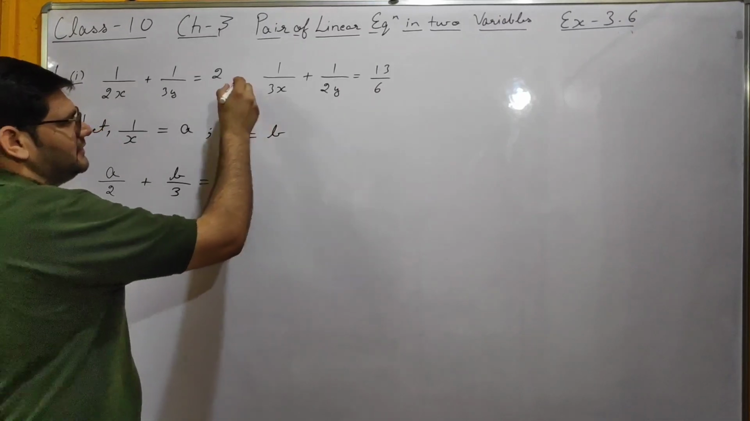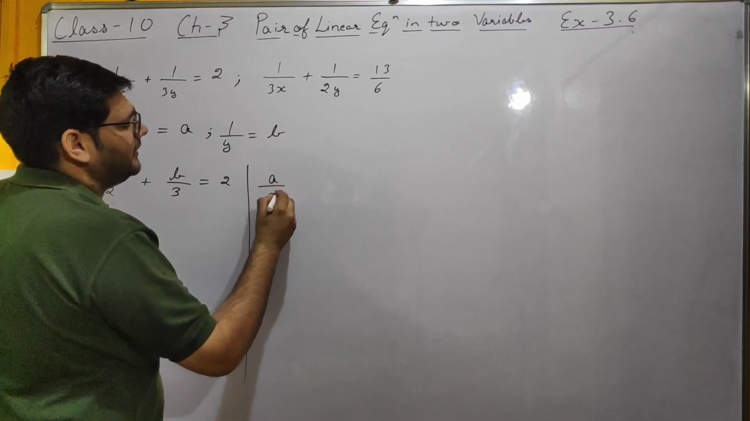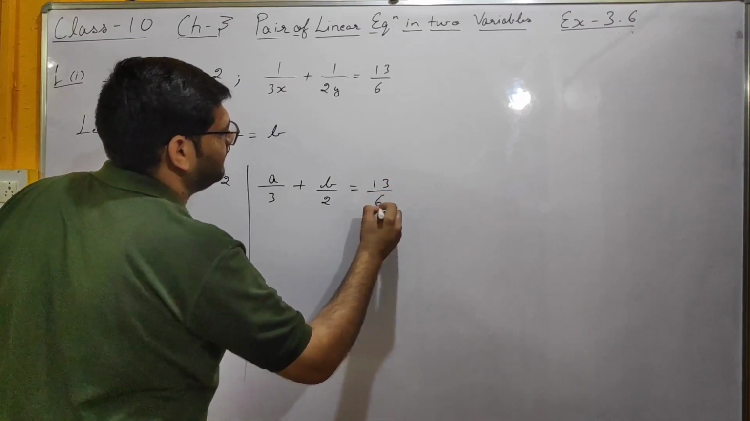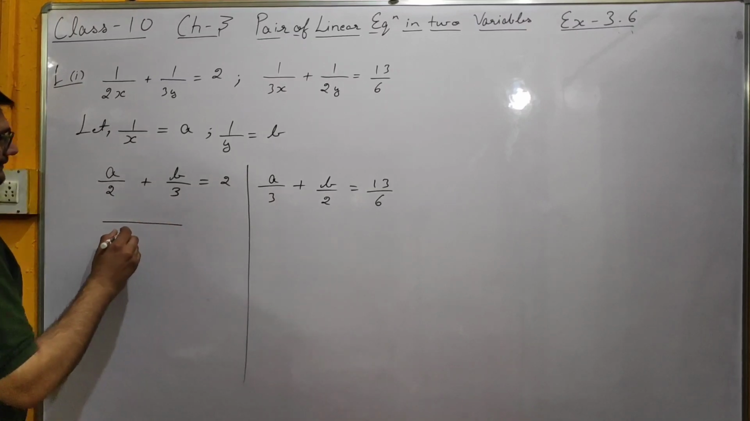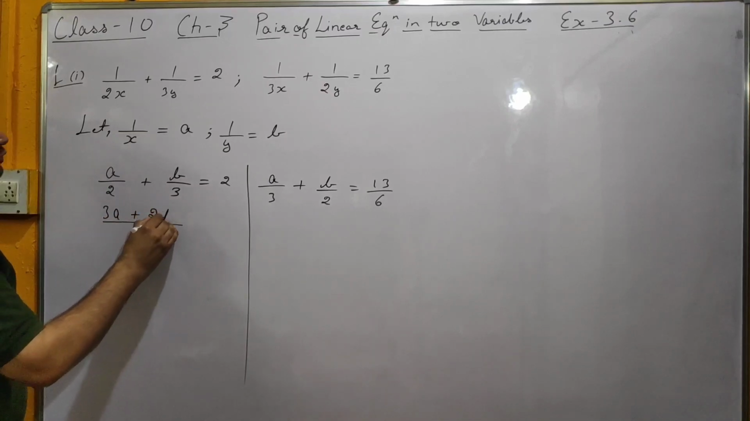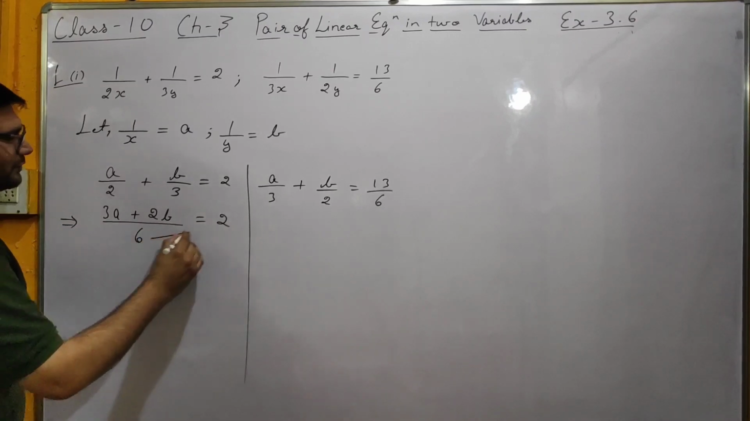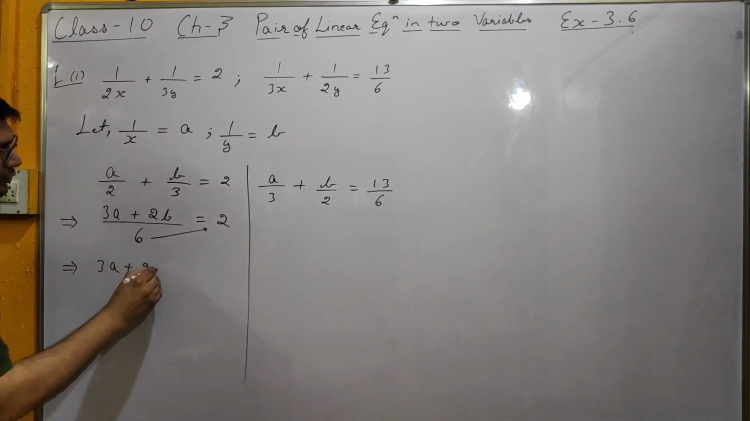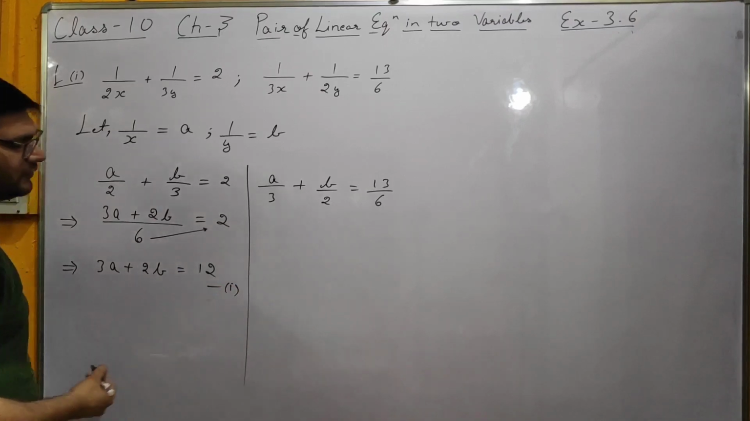Now, for this equation, it will be a by 3 plus b by 2 equals to 13 by 6. Just take the LCM. 6 is the LCM. 3a plus 2b equals to 2. Clear? Cross multiply it. 3a plus 2b equals to 12. So this is our first equation.